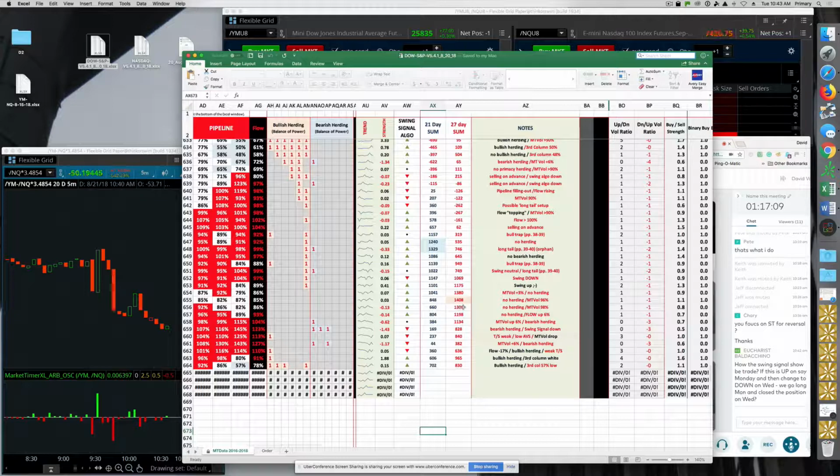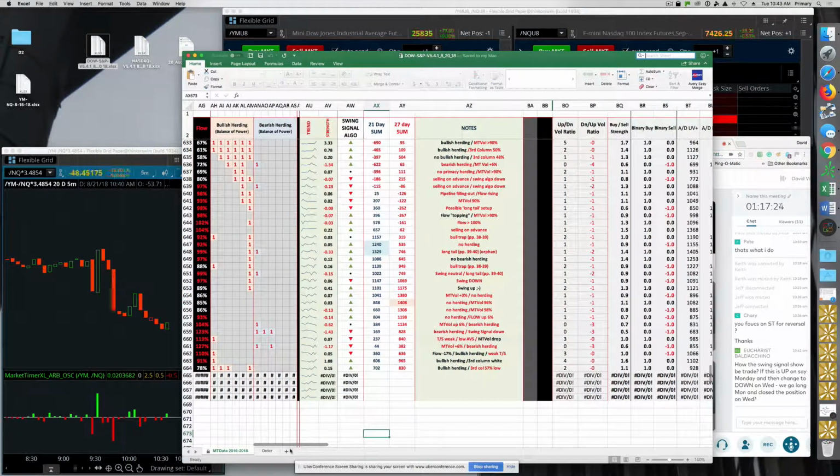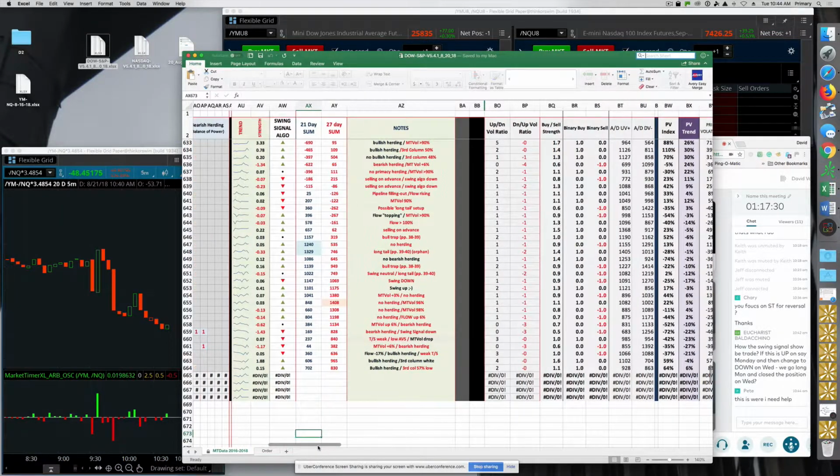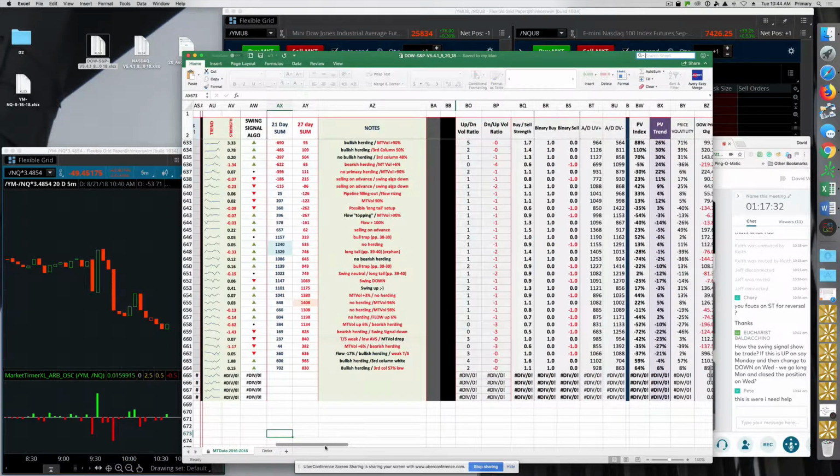And when we get to these upper areas, up around 1,500 to 2,000 points in a 21 or 27 day period, then it's going to bring sellers into the market. And they've used it successfully over the years. It hasn't changed. It's been 21 and 27 days. So I don't know. They just included that. I think it's a pretty good indicator. I like it.